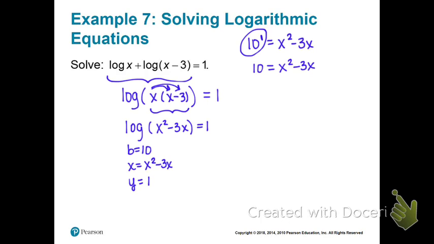Now, how do we solve an equation when we have x squared and x in it? You divide by 3? No? You do square root? No? I'm going to have to factor. But in order to factor, my equation has to be set equal to 0. So we've got to move that 10 over.